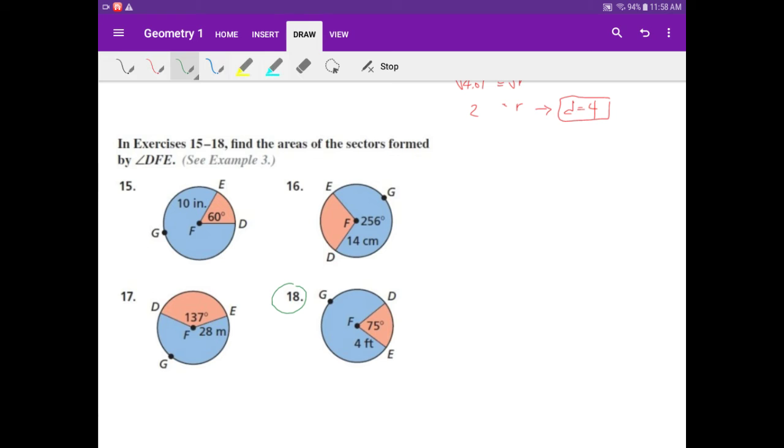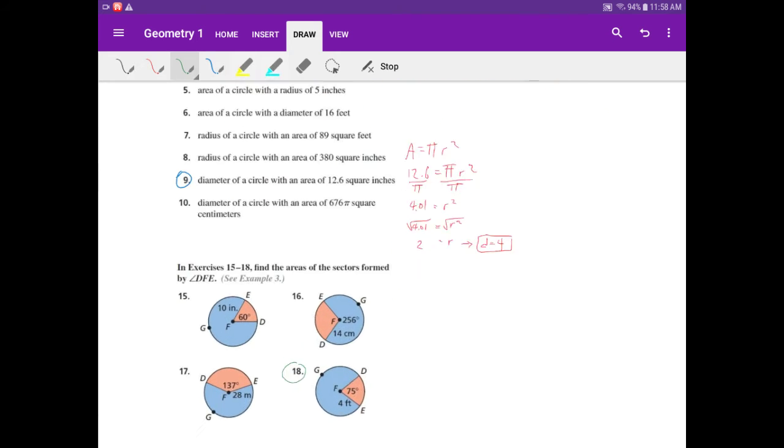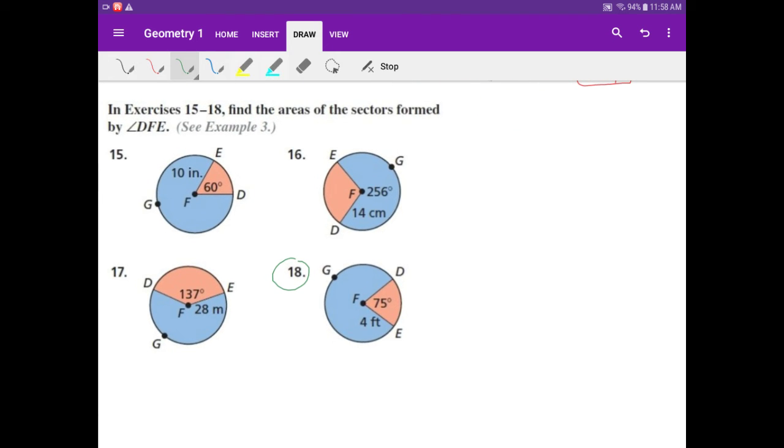So the area of the sector, it's going to be, what do you call this? DFE? Anyway, it's going to be 75 divided by 360. So it's 75 degrees out of the whole pizza, which is 360 degrees. Pi, your radius is 4 squared.